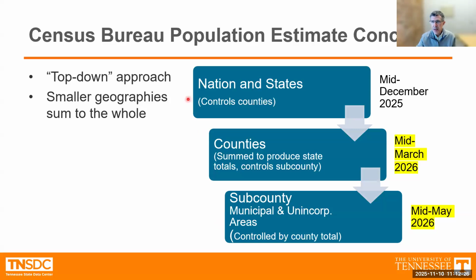So in mid-December, if this production schedule holds, we'll get information about the nation and the state. That'll be the state of Tennessee's total population number. In mid-March, we will get information about counties. And all these things add up, so the sum of the counties adds up to the state of Tennessee total. Then in mid-May, we'll get information about municipal and unincorporated parts of counties. Again, these sum up to the county totals. So that's the schedule for releasing that information.